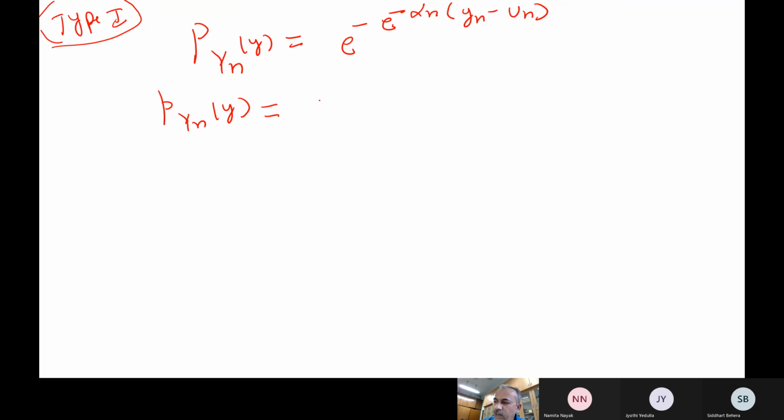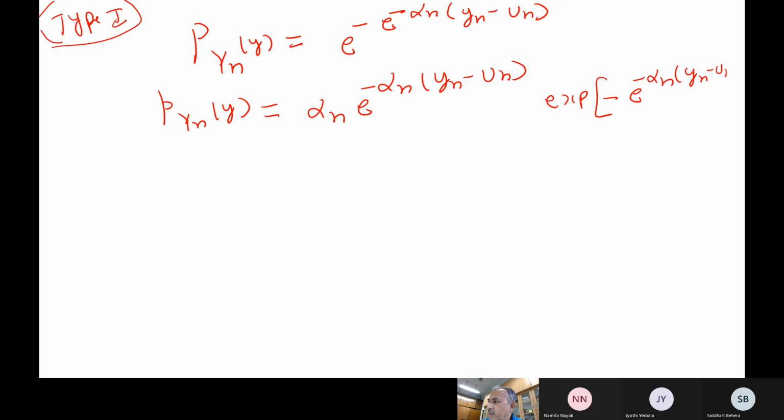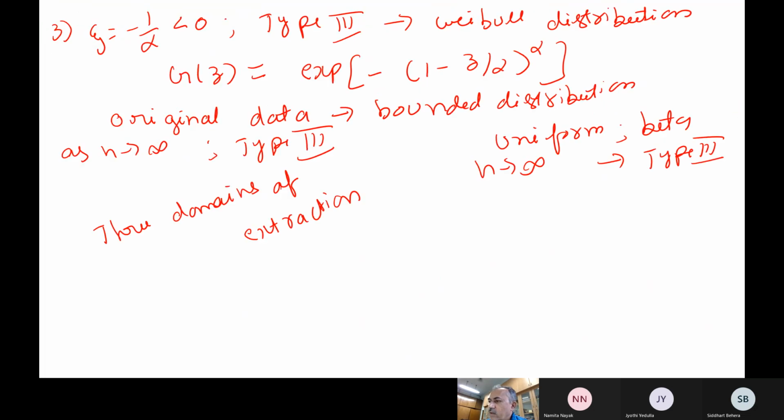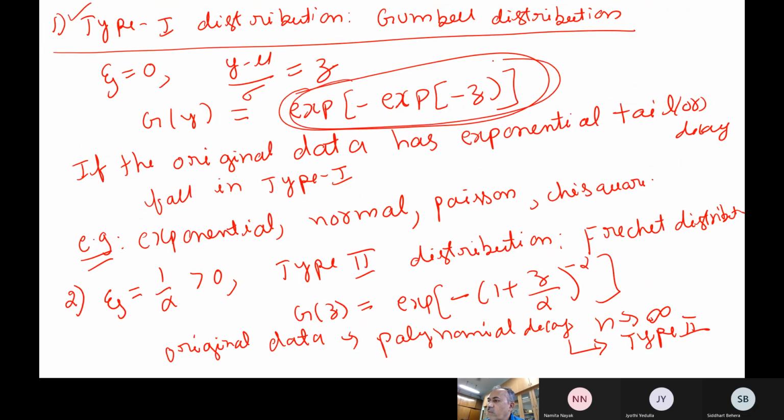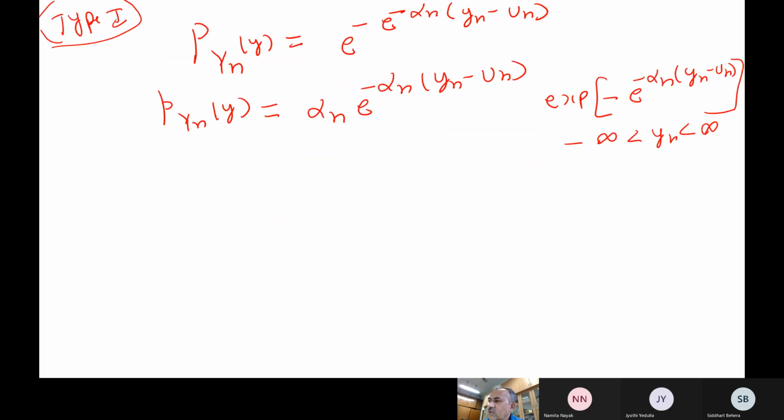It's a density function, so this will be alpha n e to the power of minus alpha n (yn minus un), and e to the power of minus e to the power of minus alpha n (yn minus un). Everything goes from minus infinity to plus infinity. This is how we write the expressions. Both are the same; e to the power of minus z, where z is (y minus mu) by sigma. In textbooks, many places, they write it like this.